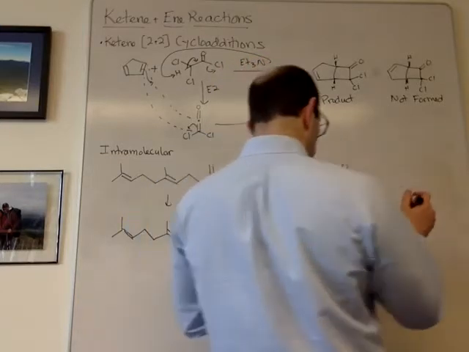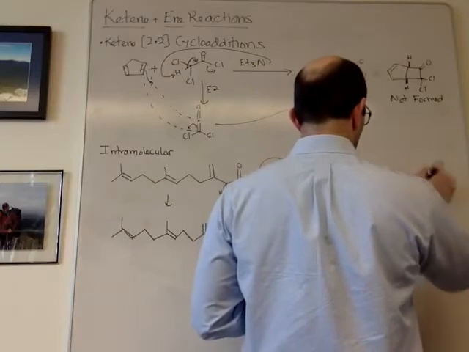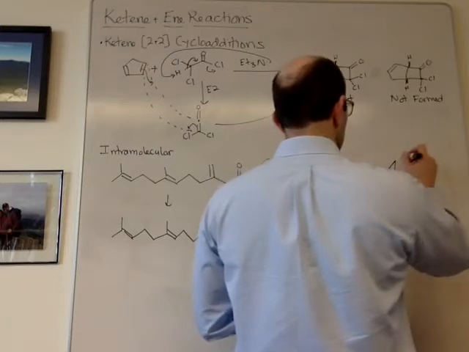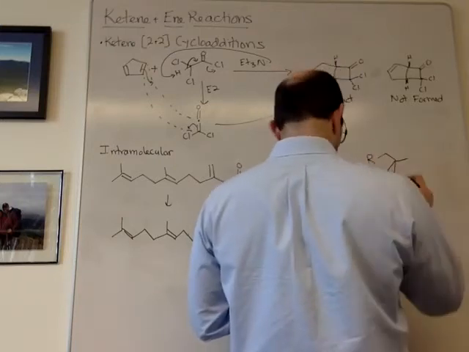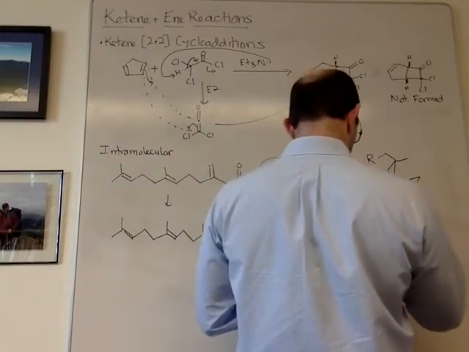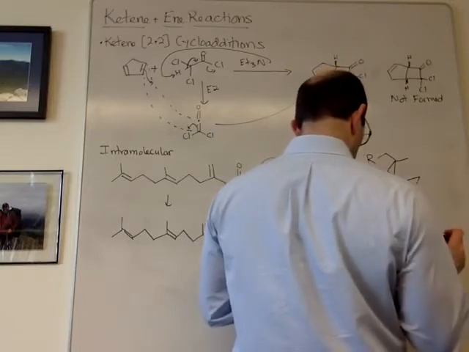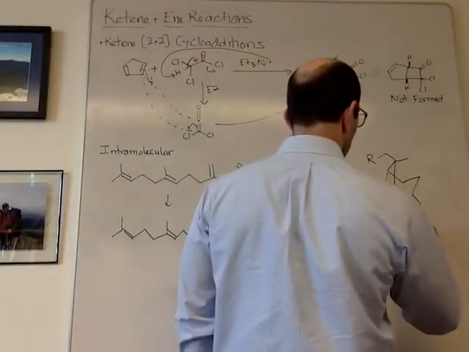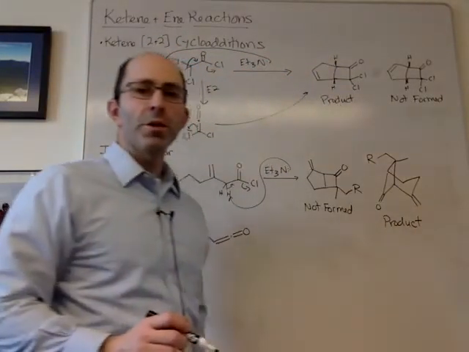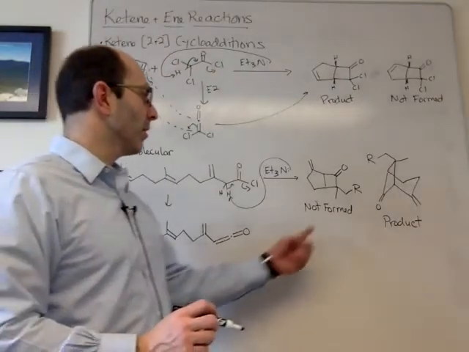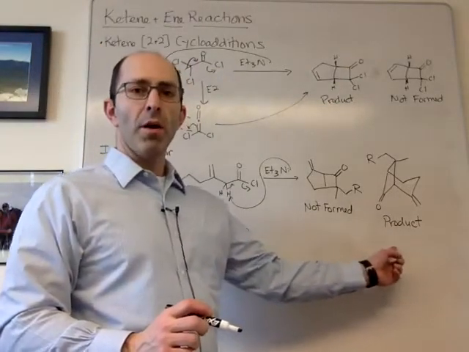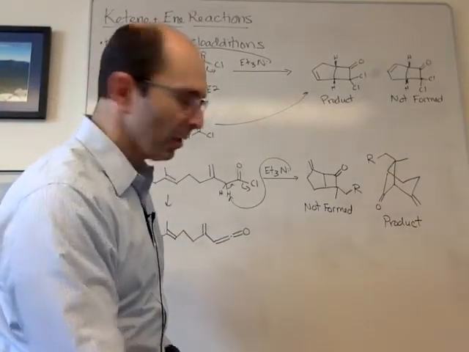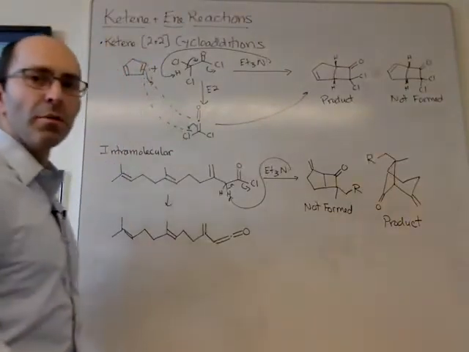And the product that we get is a very interesting structure. That looks like that, right? That's our product. So my question to you is to explain why this doesn't form and why that is the product for this intramolecular ketene reaction. All right, so let's turn our attention to the ene reaction.